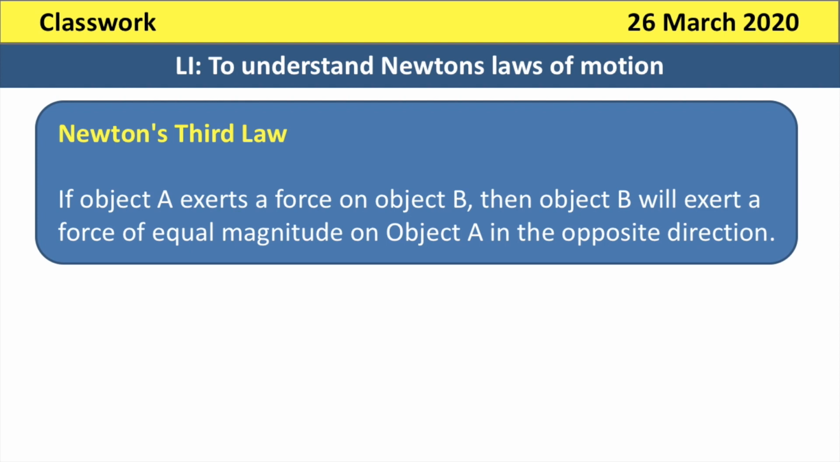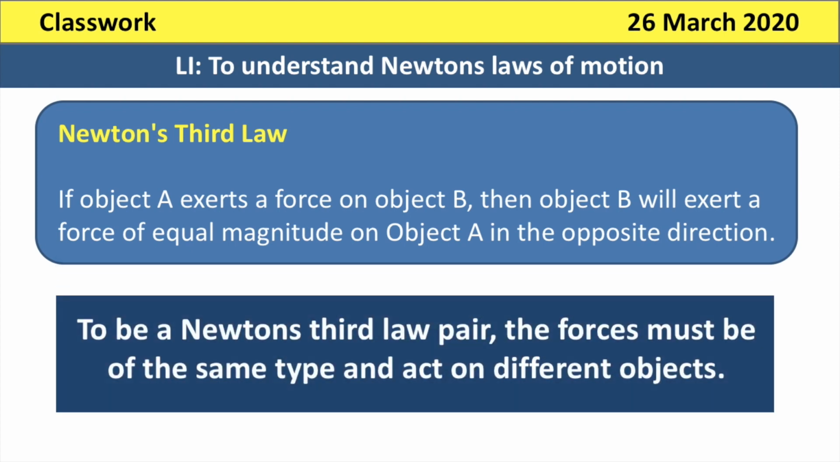What you should be saying instead is that if object A exerts a force on object B, then object B will exert a force of equal magnitude on object A in the opposite direction. This is a much more specific way of stating Newton's third law, and this is how you would apply it to any context in which Newton's laws of motion apply. Now, we have something called Newton's third law pairs, and to be a Newton's third law pair, the forces involved must be of the same type and they must act on different objects.